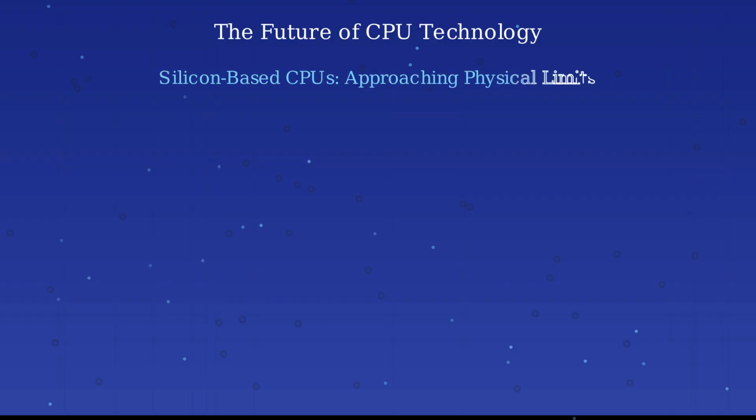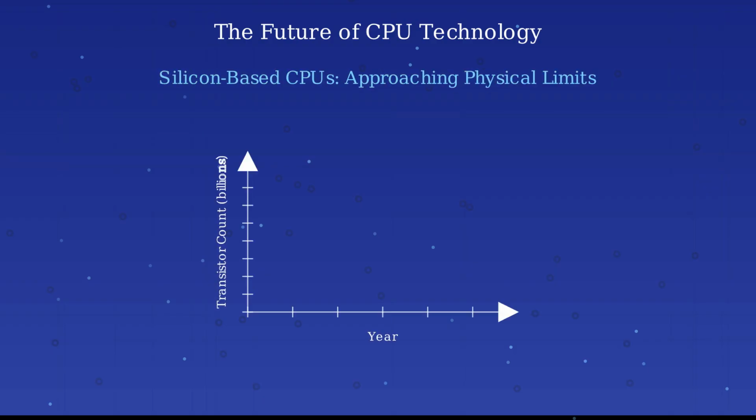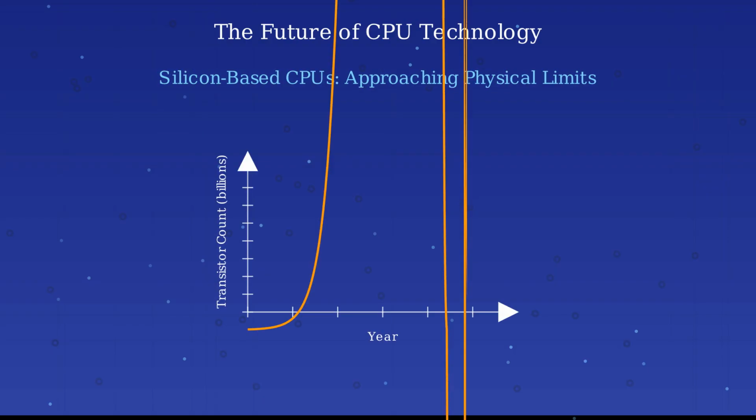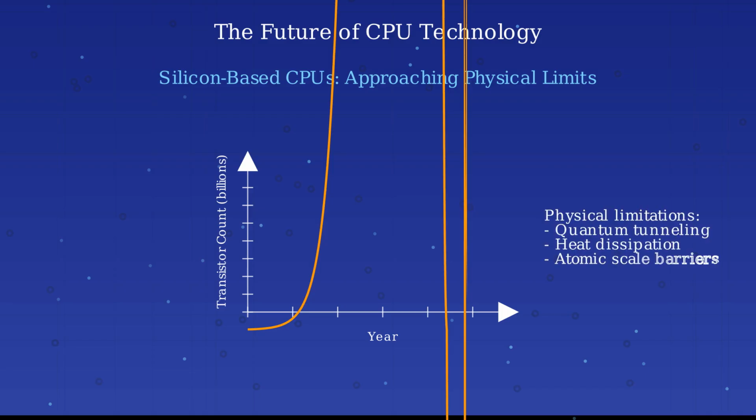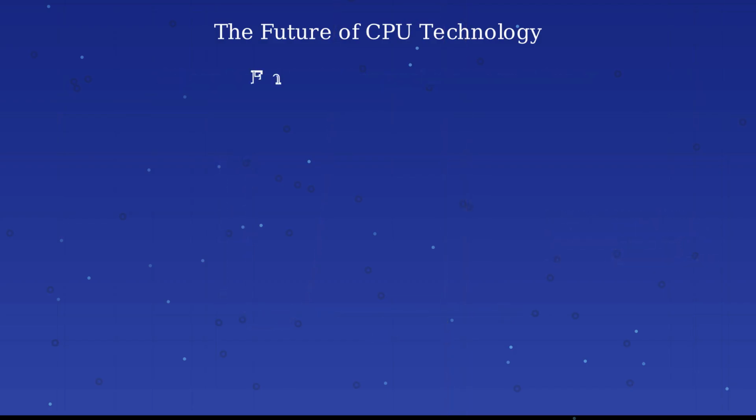The computing industry is at a fascinating crossroads as traditional CPU technology approaches its physical limits. Moore's law, which predicted transistor counts would double every 2 years, is slowing down as we reach atomic scales. Quantum tunneling, heat dissipation, and manufacturing challenges create barriers for traditional silicon technology. These limitations are driving innovation in new CPU architectures and materials.